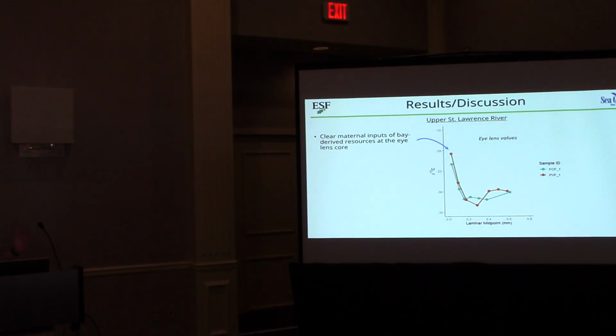So now we're going to look a little bit at a couple of the preliminary eye-lens stable isotope data sets that I have. So what we're looking at here on the x-axis is laminar midpoint. When all is said and done, this will be estimated total length. I'm not quite there yet with our regressions. So right now, laminar midpoint you can think of as more of a proxy for total length. So as we move right on this x-axis, that fish is getting bigger.